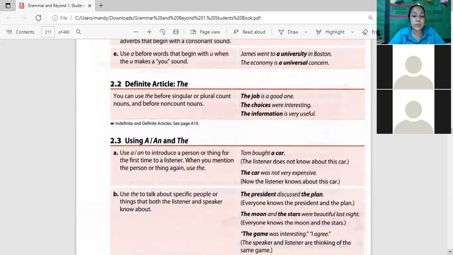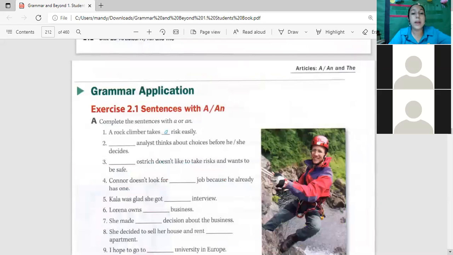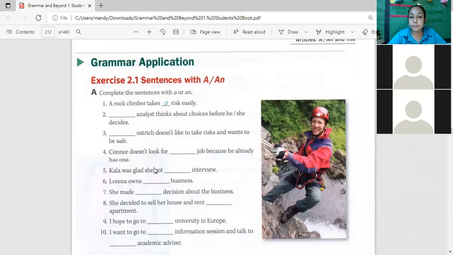Yes, okay, let's continue. In that case, we pass to grammar application. This one is exercise 2.1, sentences with a or an. Complete the sentences with a or an. A rock climber takes a risk easily. Yeah? Number two, what do you think? What is the article that we use? An analyst thinks about choices before he or she decides. Okay, an. Yes, okay, we write here "an." An analyst thinks about choices.